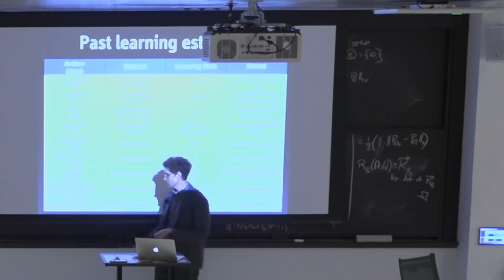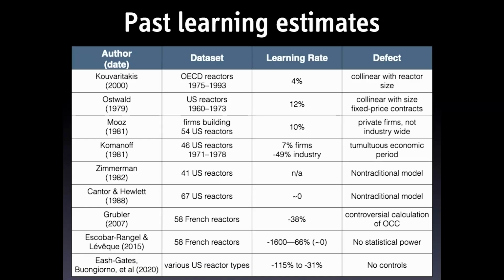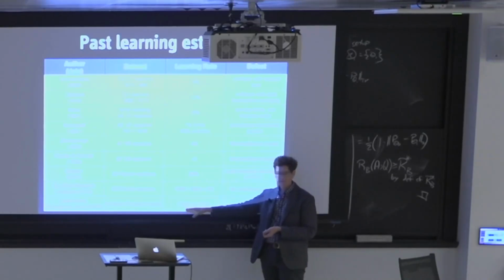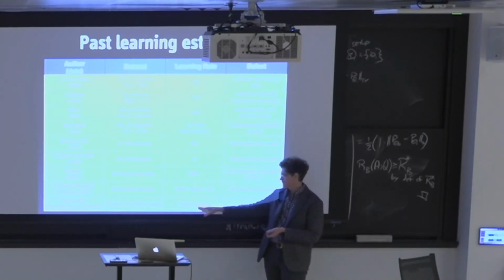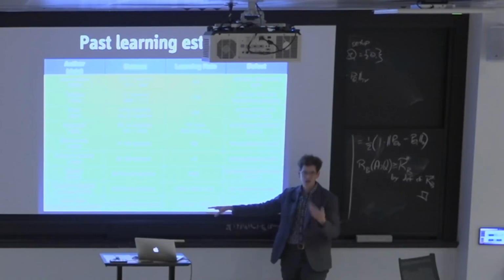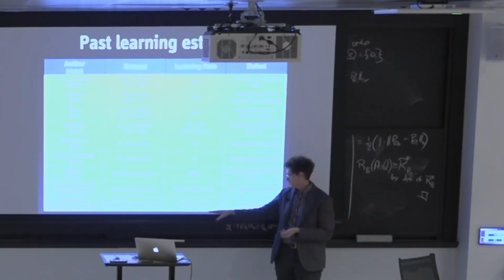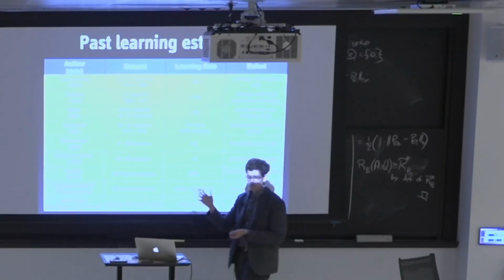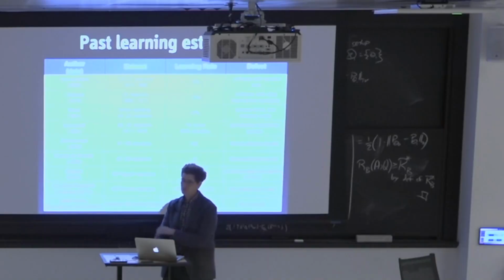And then Bongiorno, along with East Gates, did this study of a few different reactor types, looking in particular at key components, and found, depending on what they were looking at, somewhere between minus 115% to minus 31% learning. So again, costs are going up and up. But basically, they did not do any of these controls that we talked about. They just looked at the prices and didn't control for things. So we need to do this. None of this, the entire literature on cost, is all crap. So we need to do a better job.